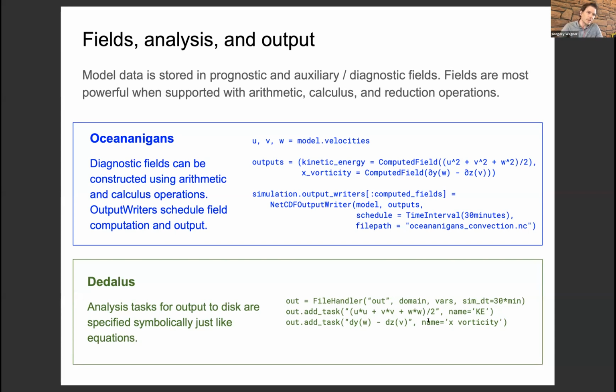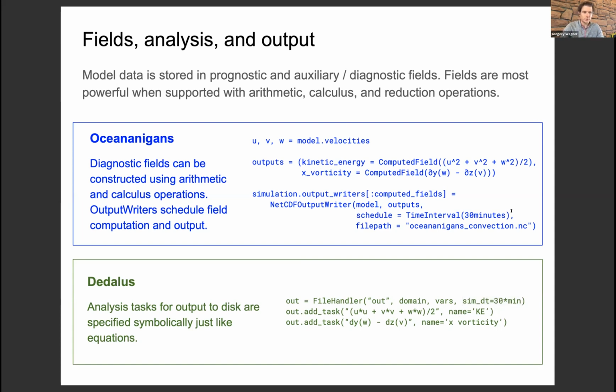And then linked to the whole field infrastructure is some kind of abstraction that writes output to disk. So in Oceananigans, we have output writers, and we support a few different output types. And in Daedalus, it's called a file handler, and you can see it's functioning almost the same way. We have a schedule here for Oceananigans, but in Daedalus, it's called the simulation time step at which the output is performed.